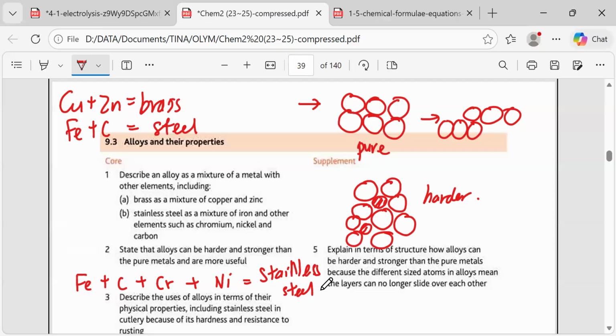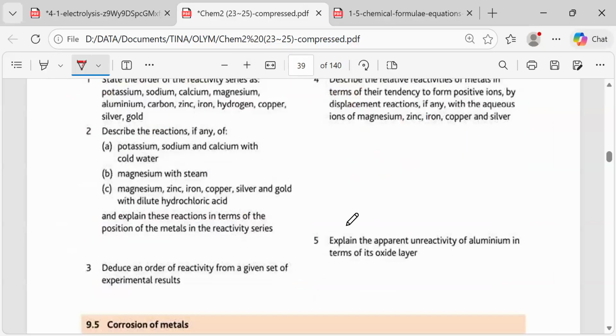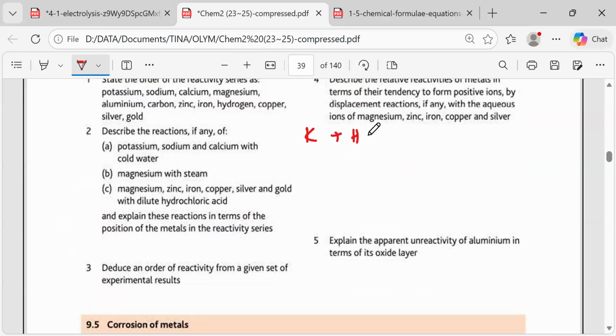Okay. Ready? Reactivity series. Now, I want you to try and write potassium with water produces potassium hydroxide and hydrogen gas. It's very, very reactive. I want you to try and write the reaction of sodium and water and calcium and water. Can you try and write here? Remember the list or not?